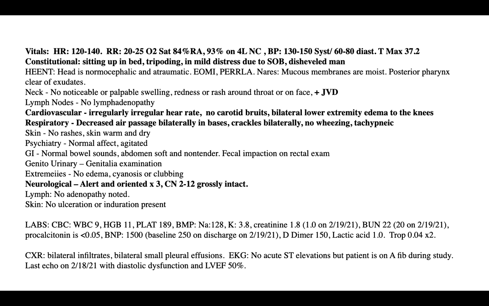Labs: white blood cell 9, hemoglobin 11, platelet 189, sodium 128, K 3.8, creatinine 1.8 from 1.0 2 months ago, and BUN of 20, 2 from 20 2 months ago. Procalcitonin is less than 0.05, BNP 1500 with a baseline BNP of 250 on discharge 2 months ago. D-dimer is 150, troponin is 0.04 times 2. Chest X-ray with bilateral infiltrates and small pleural effusions. EKG, no ST changes, but patient was in AFib during the study. Last echo on 2/18/2021 with diastolic dysfunction and an ejection fraction of 50%.